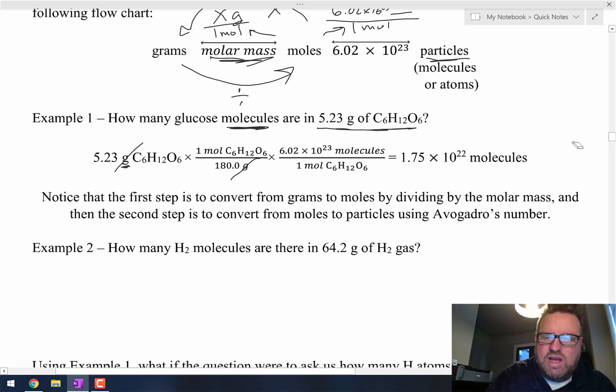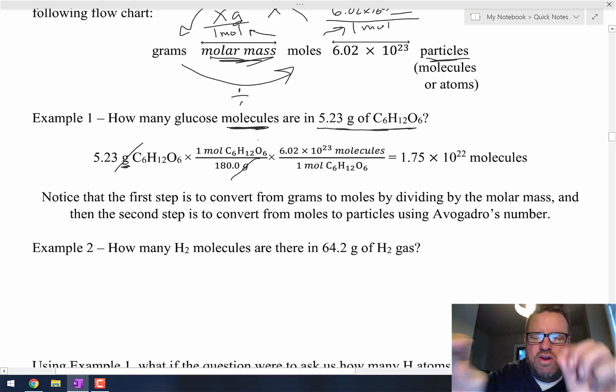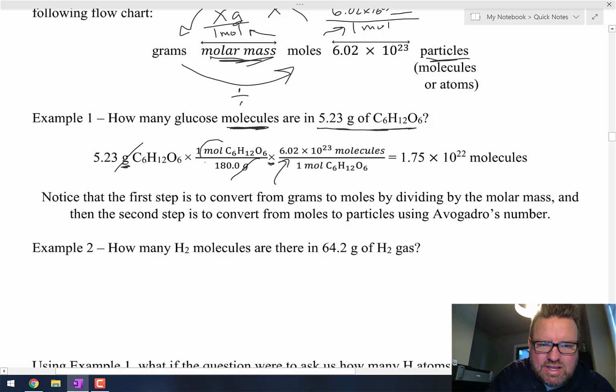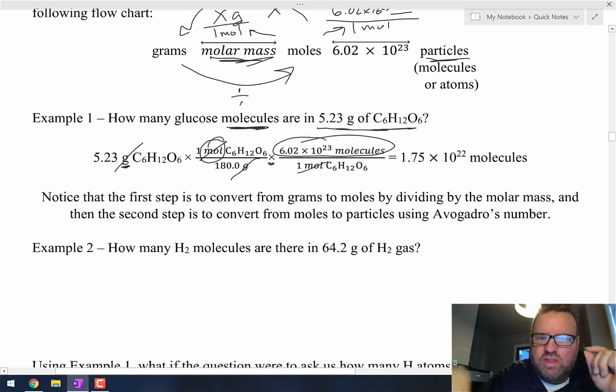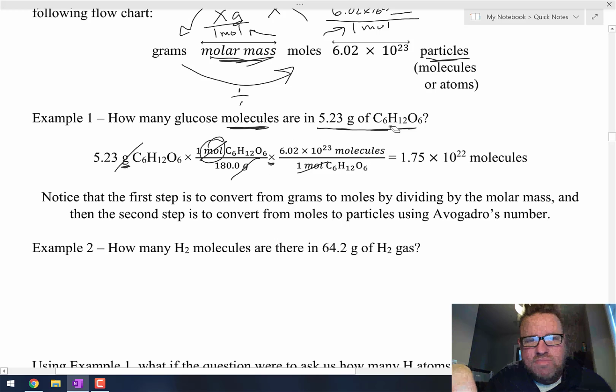But I don't want moles, I want molecules. So notice I don't even get an answer here. I just keep going. I make another multiplication sign and another line here. Since moles are on the top, moles again have to go on the bottom. So moles and moles cancel. And in 1 mole, there are 6.02 times 10 to the 23rd molecules. So now I'm done. I've canceled grams, I've canceled moles, and now I've got molecules.